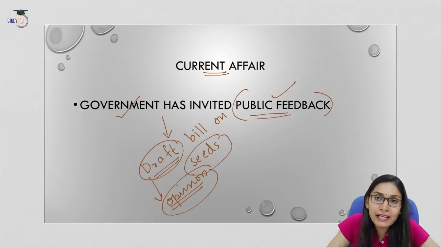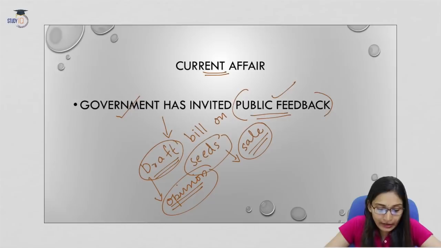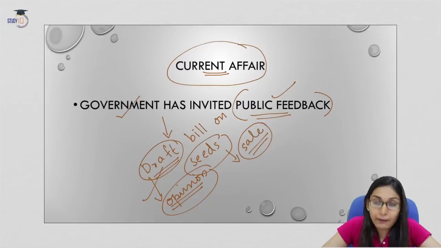Now the bill is on seeds. So we will see what it is. The bill actually regulates the sale of seeds in the country. We will be discussing it in detail when we discuss the key provisions of the bill. So the current affair is that the draft bill on seeds is given to the public in order to collect public feedback. Once the public feedback is collected, the government will finalize the bill and present it in the parliament.